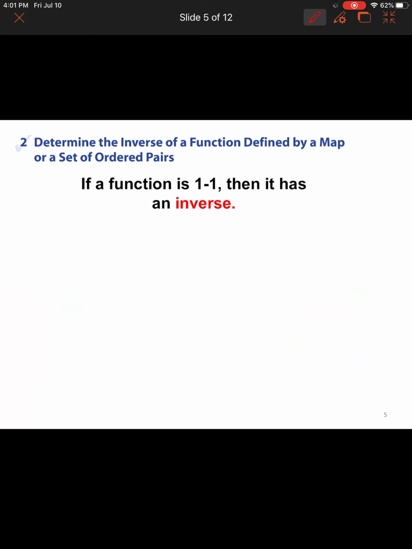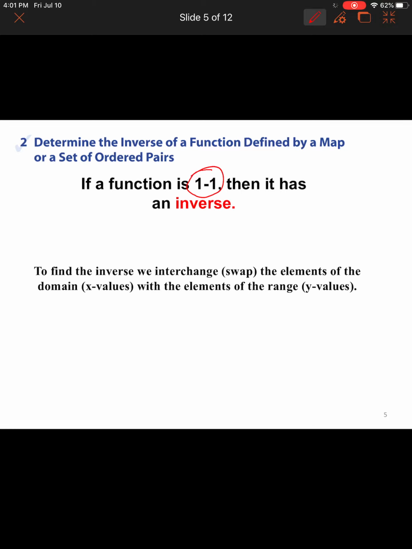Determine the inverse of a function defined by a map or a set of ordered pairs. If a function is one-to-one, which is what we said earlier, the function has to be one-to-one, then it has an inverse. And all the inverse is swapping the data. So to find the inverse, we interchange or swap the elements of the domain, which is the input, with the elements of the range, which is the output.